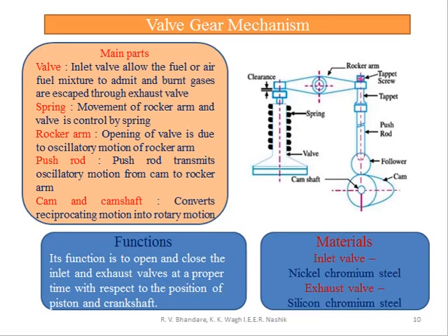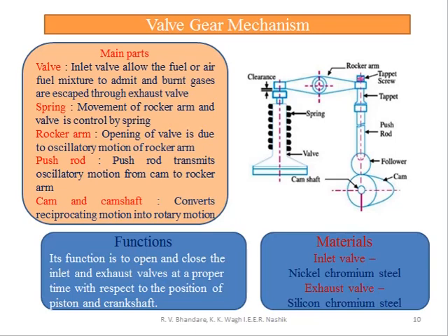Spring: the movement of the rocker arm and valve is controlled by the spring. Timing is very important, so that is controlled by the spring. Rocker arm: the valve opens due to the oscillatory motion of the rocker arm. The push rod transmits the oscillatory motion from the cam to the rocker arm. Cam and camshaft, as we discussed, convert the reciprocating motion into rotary motion.